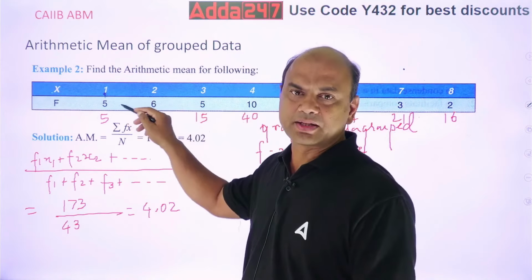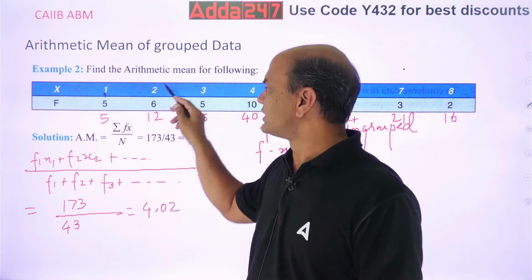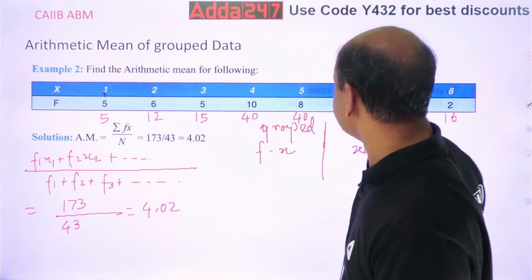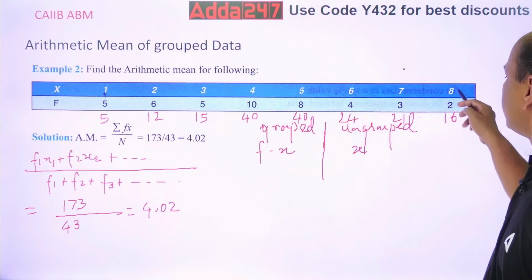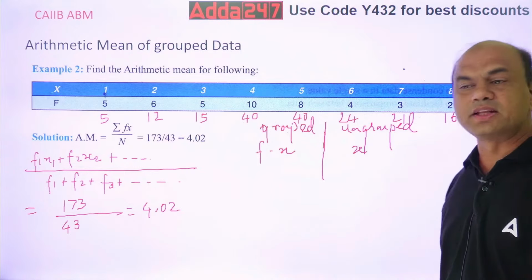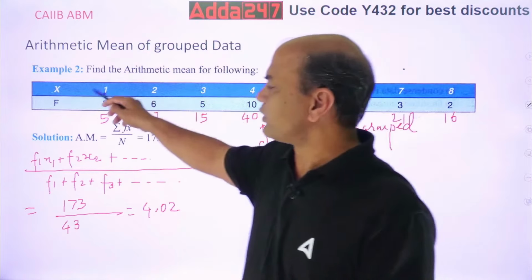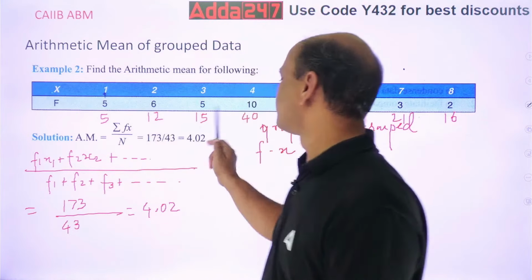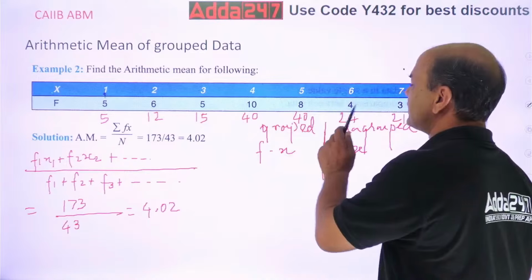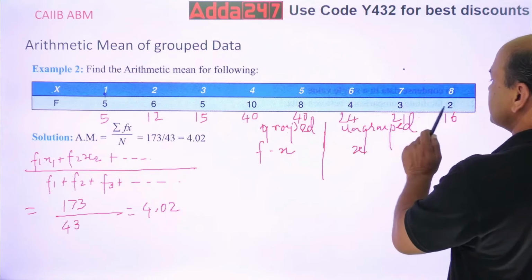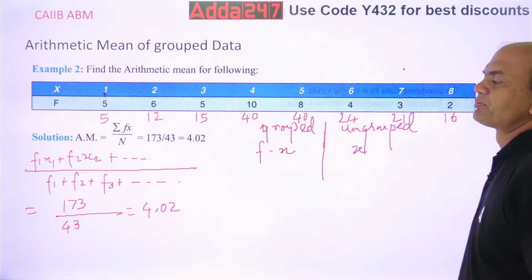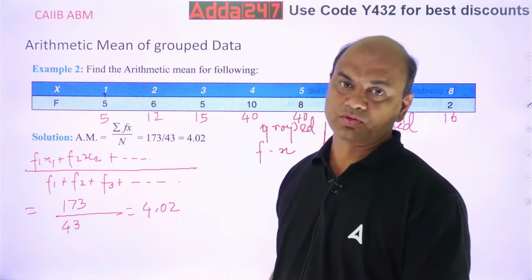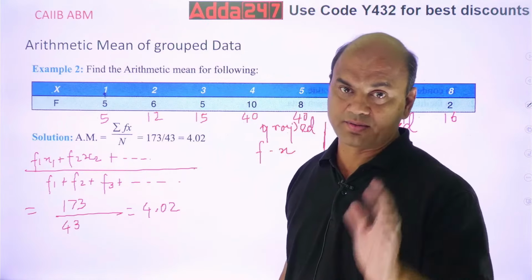Now summation fx. First multiply this. 1 into 5, 5. 6 into 2, 12. 3 into 5, 15. 4 into 10, 40. So on, do it till the end. 8 into 2, 16. Now this fx which you have got, f into x, add them: 5 plus 12 plus 15 plus 40 plus 40 plus 24 plus 21 plus 16. You will get the answer as 173.